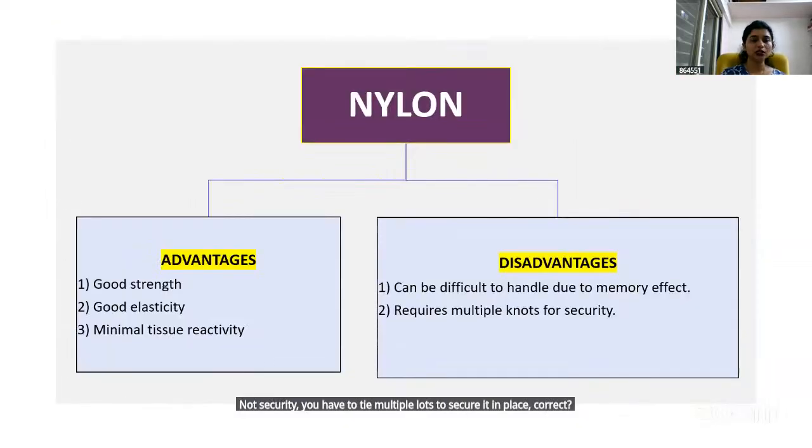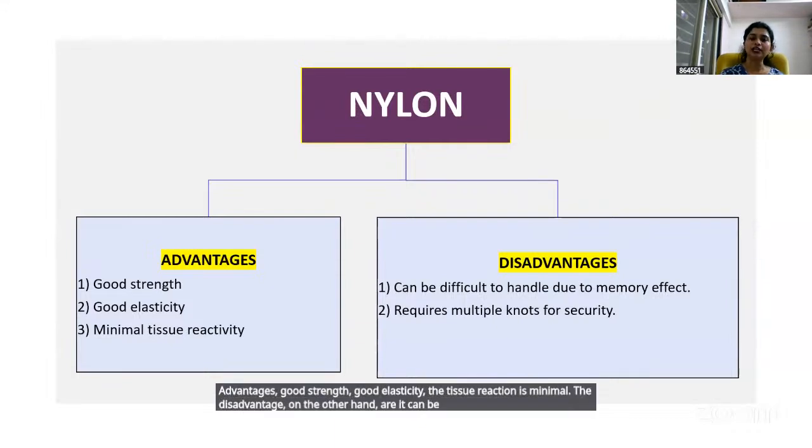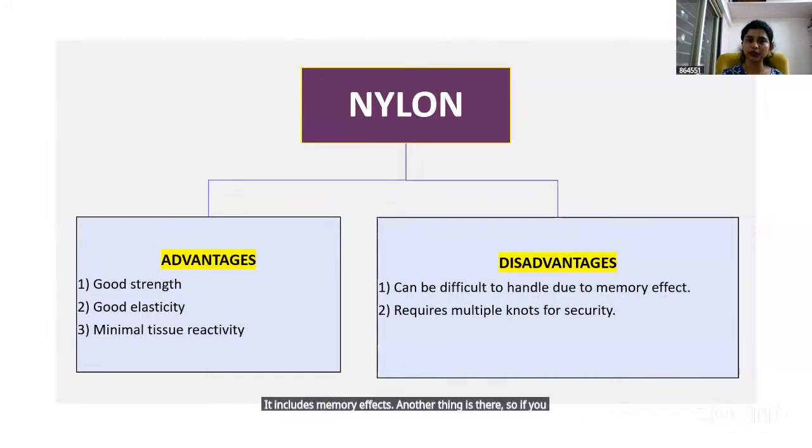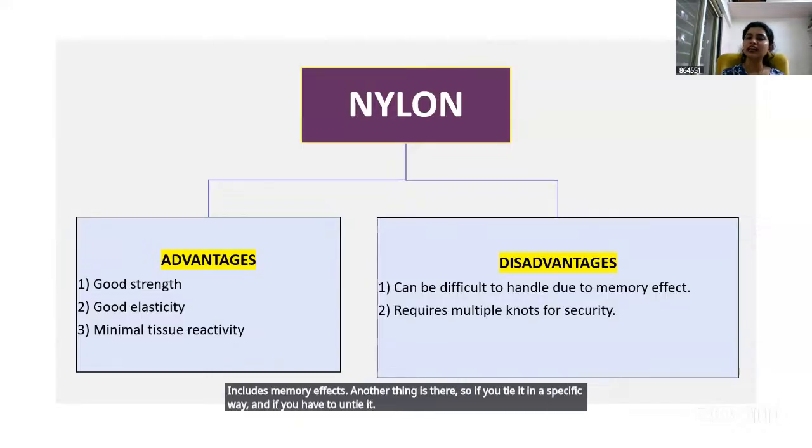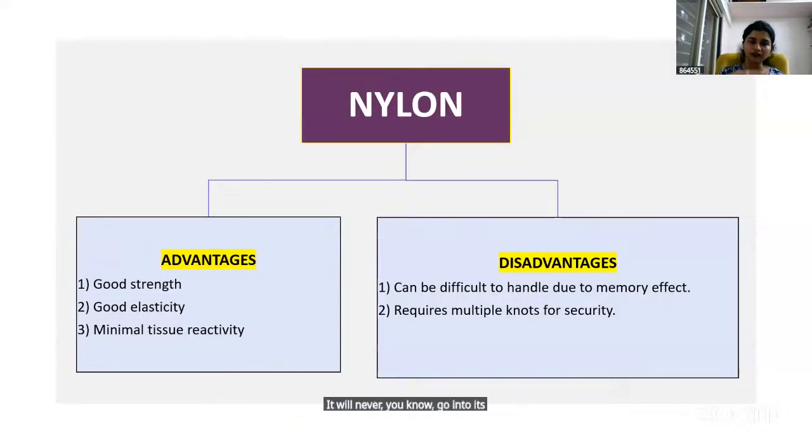Advantages: good strength, good elasticity. The tissue reaction is minimal. The disadvantages, on the other hand, are that it can be difficult to handle due to its memory effects. So if you tie it in a specific way and then have to untie it, it will never go back to its original form. It will always have that specific memory. I don't think it is a major disadvantage, but fine.